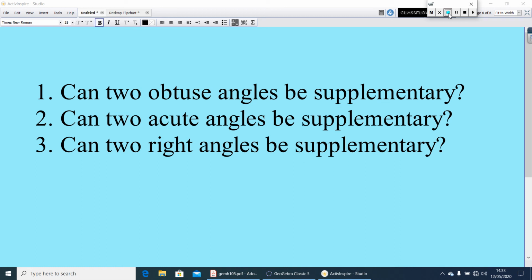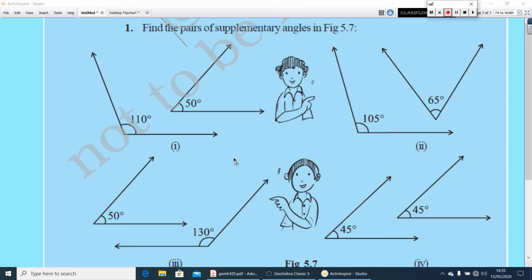Now you think about two acute angles. If you add two acute angles, will you get 180 degree? Or can two right angles be supplementary? Do write the answer. Here pairs of angles are given. You have to find out whether they are supplementary or not.